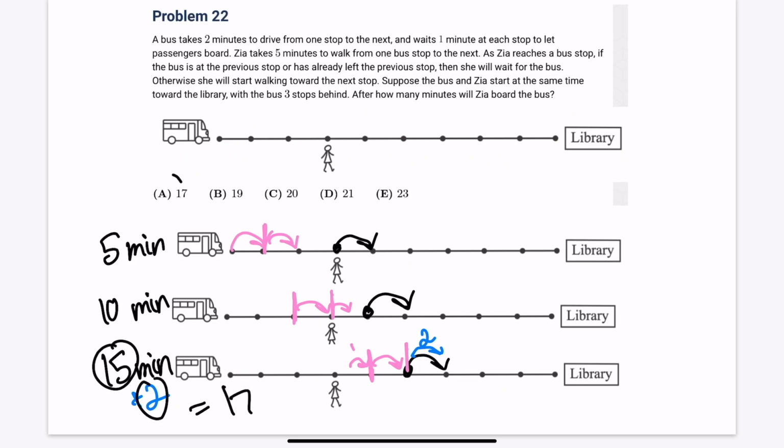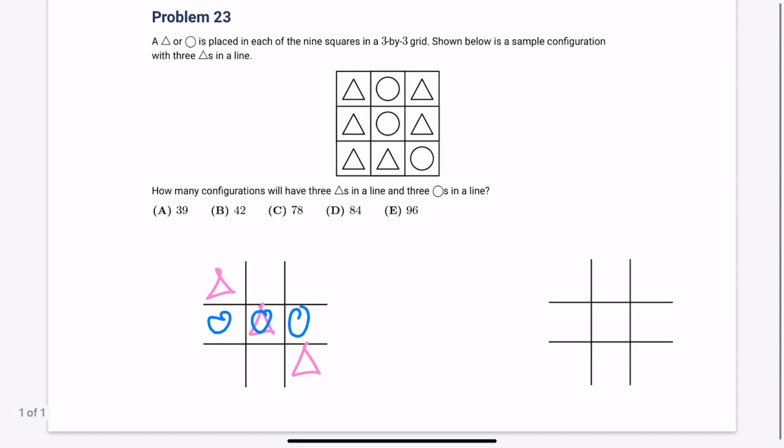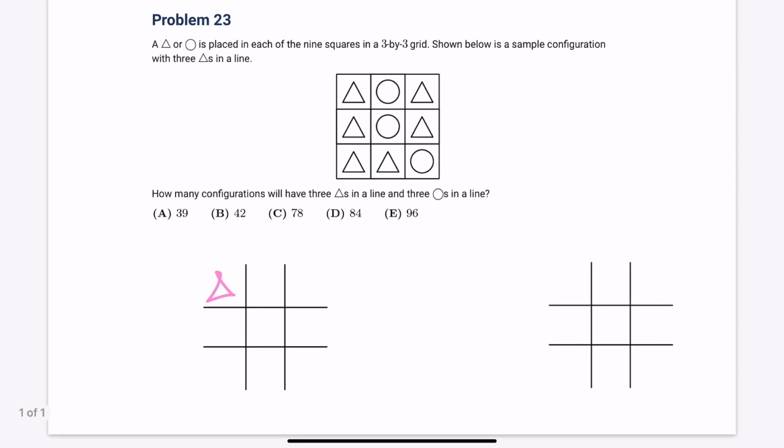Answer choice A. In problem 23, we are trying to find out how many configurations of this tic-tac-toe-like grid there are where we have 3 triangles in a line and 3 circles in a line. First, we can figure out where the triangles could go. Obviously, we couldn't have this diagonal pattern because then there would be no way for 3 circles to be in a line. So that means we can have the triangles going either vertically or horizontally.